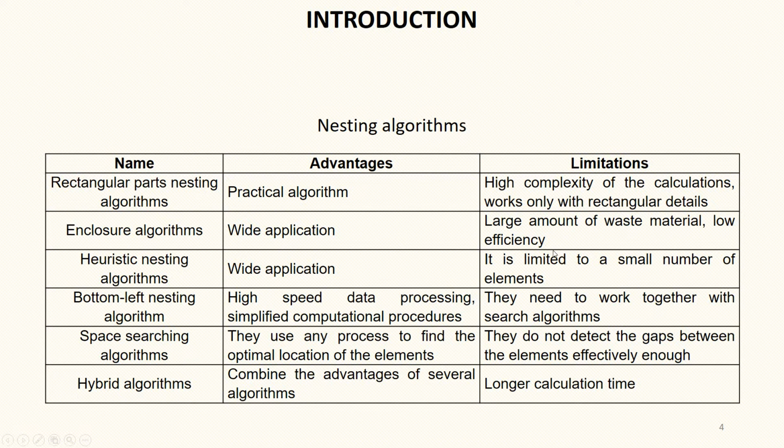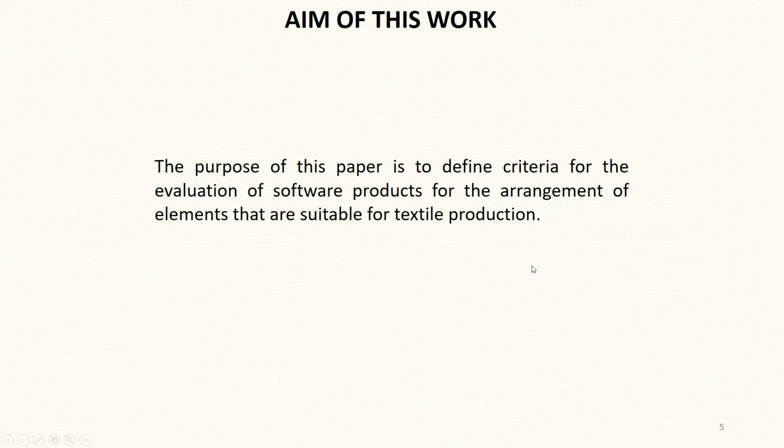In summary, the problem of cutting textile elements can be defined as to arrange irregularly shaped elements in a rectangular field of known dimensions without overlapping. They should take up little space in the field. Slide 5. The purpose of this paper is to define criteria for the evaluation of software products for the arrangement of elements that are suitable for textile production.